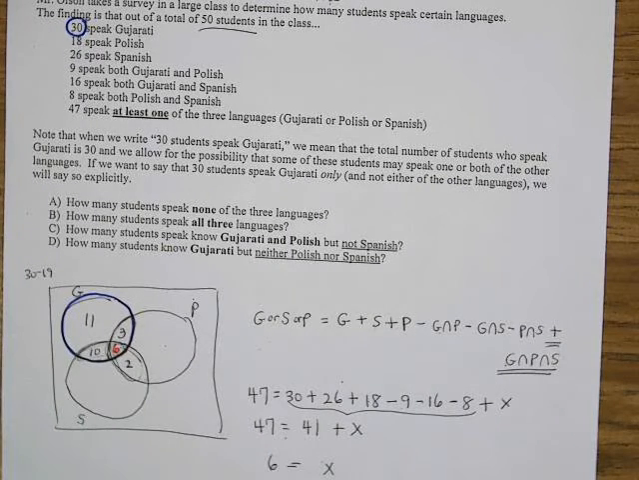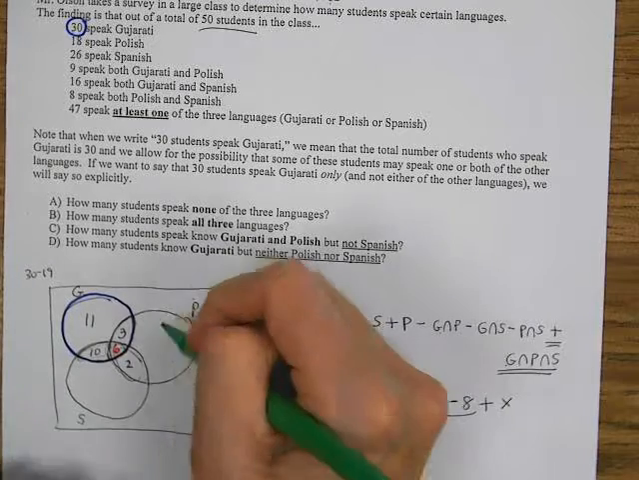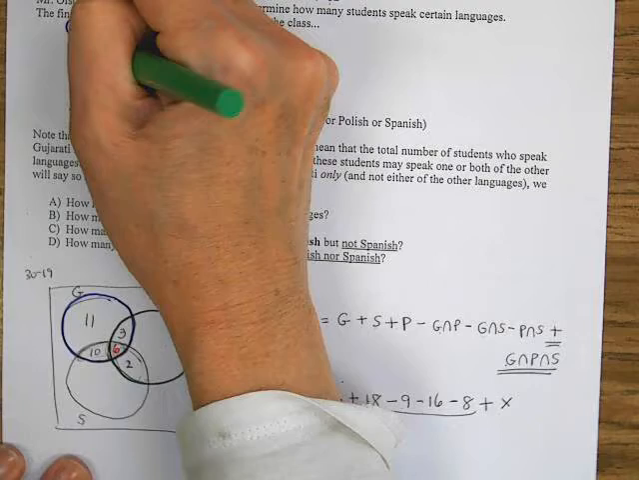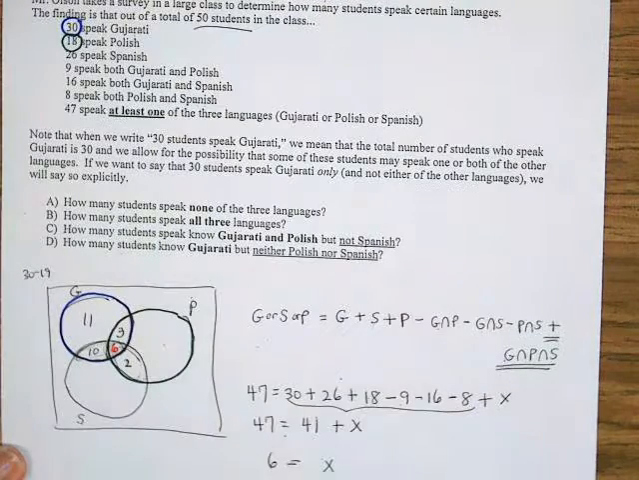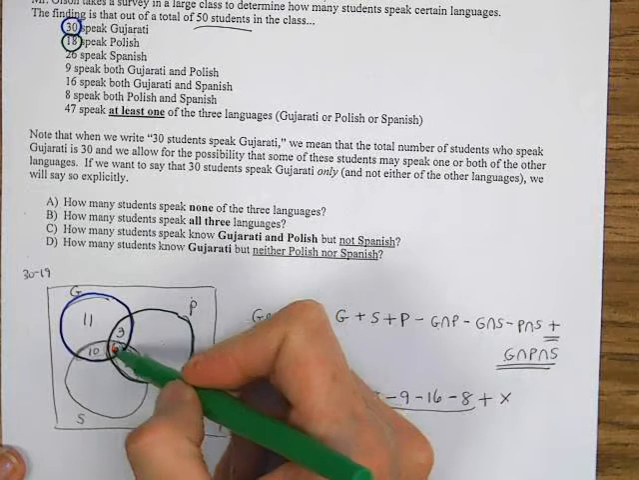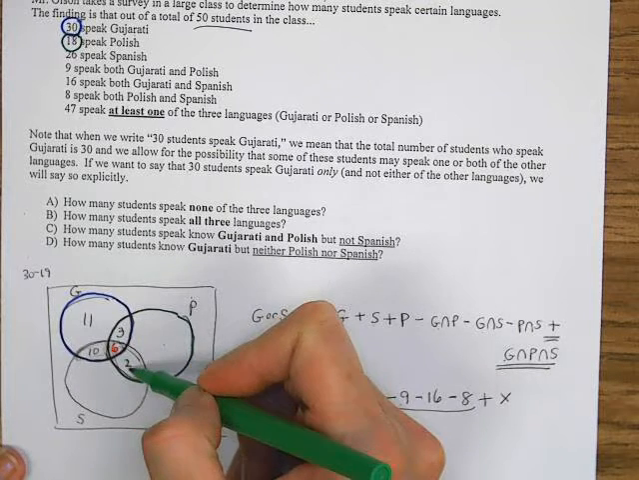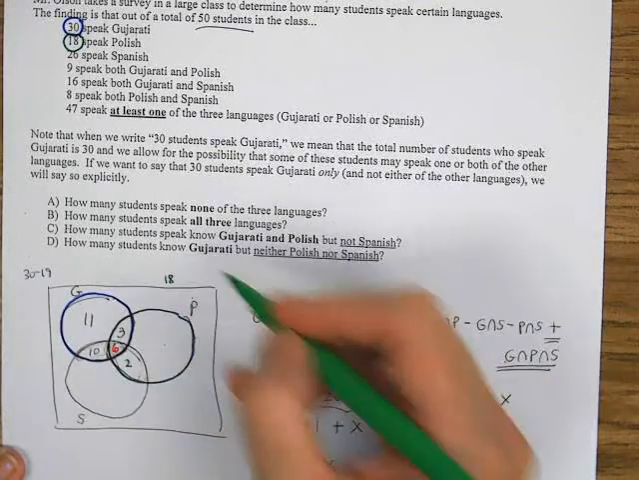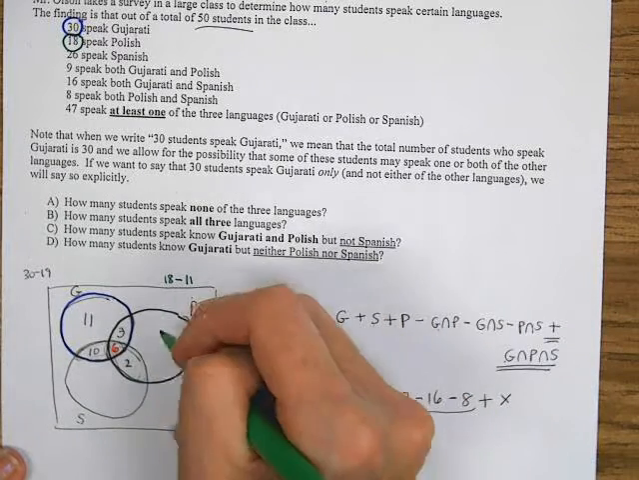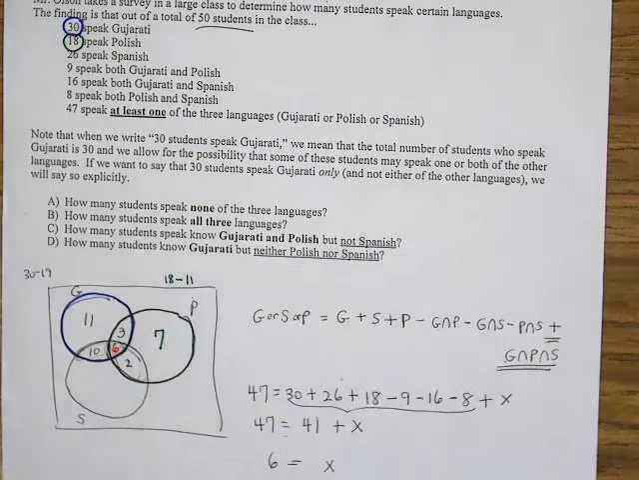Okay? All right. Now let's look at the Polish. I'll make that one green. The total Polish number is supposed to be 18. Let's see how many we have in the Polish ring. We have 6 and 3 is 9, and 2 is 11. So if I take 18, which I'm supposed to have, and I already have 11 in there, that leaves me with 7 left in the Polish circle.